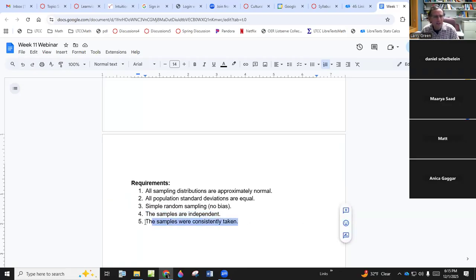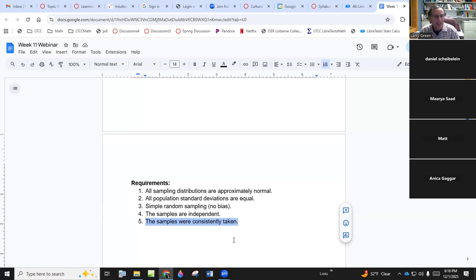And then you have to make sure the samples are consistently taken. So that's a biggie. Let's say you're doing the one I suggested, where you look at the states in America and you want to find out whether the heights are the same or not. You have to make sure that the way you're surveying people, the way you're measuring heights, should be kind of the same for everyone. So you don't have weird ways of doing it. So you should be consistently taking the samples.